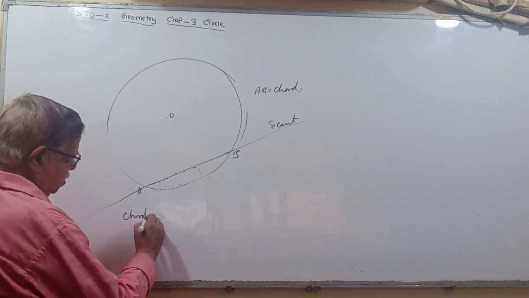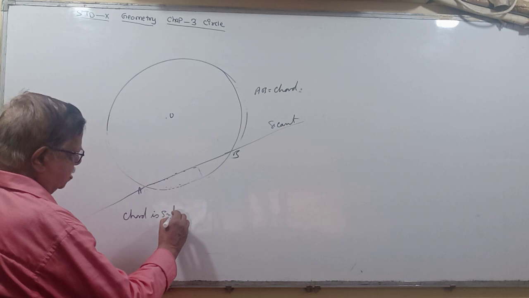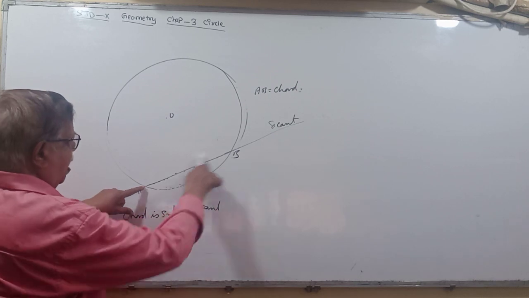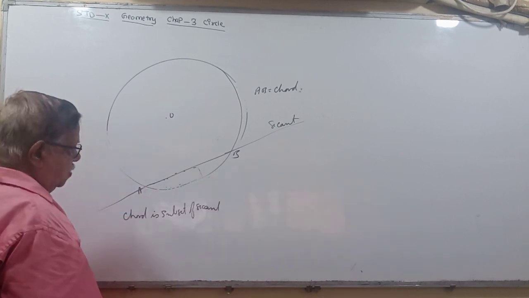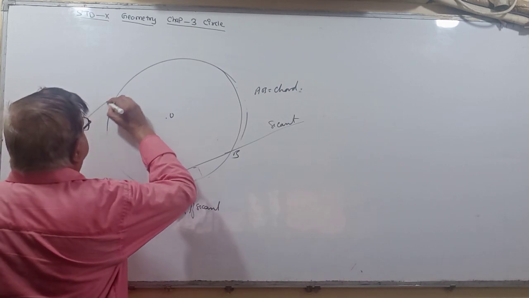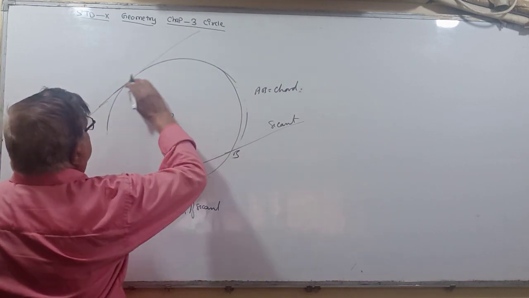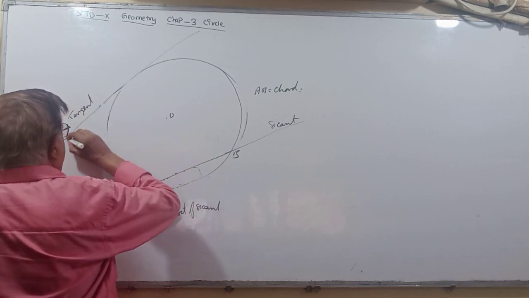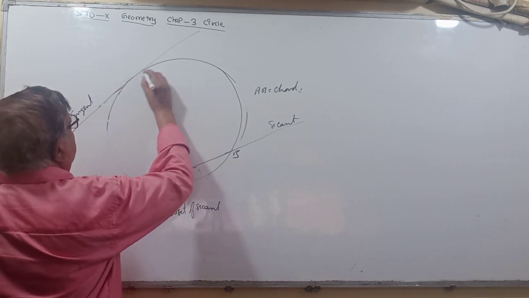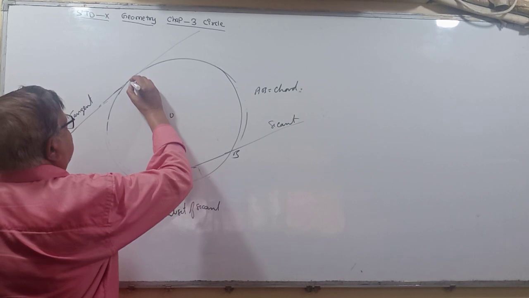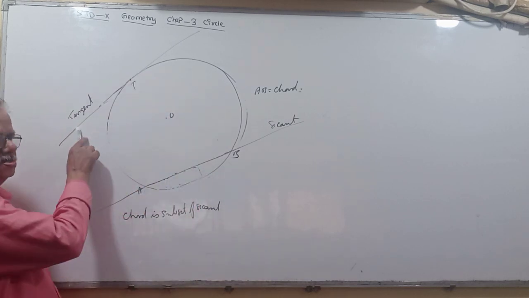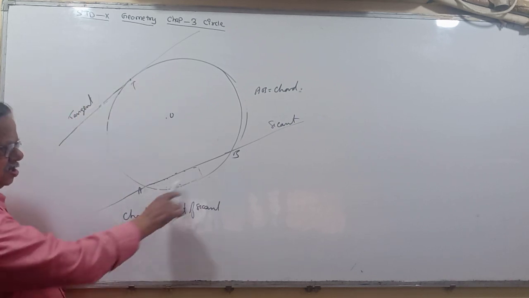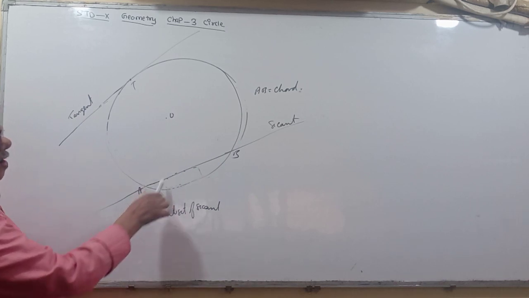The chord is a subset of the secant. The chord is a part of the secant. Now, suppose I draw a line like this. It is called a tangent. A tangent meets a circle only in one point. Suppose this is the point T. This tangent is a line which meets a circle in one and only one point. A secant meets in 2 points, and the chord is a part of the secant. Right.